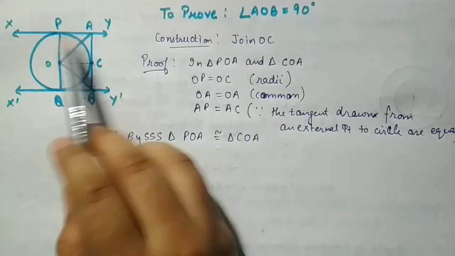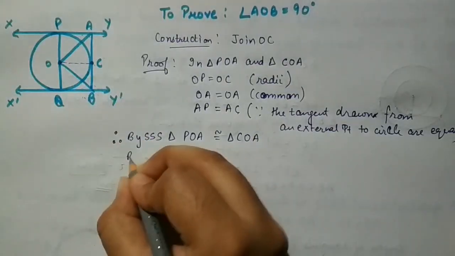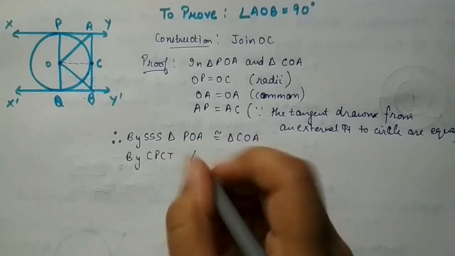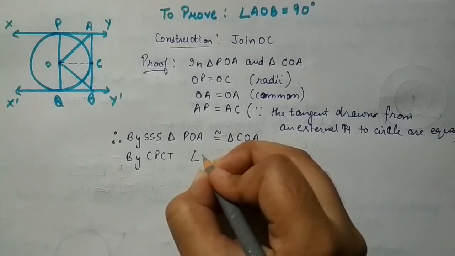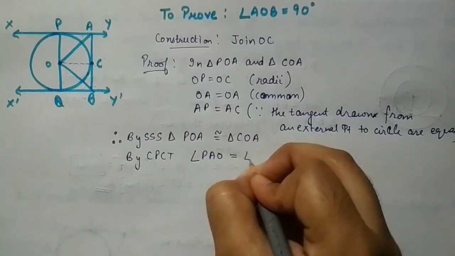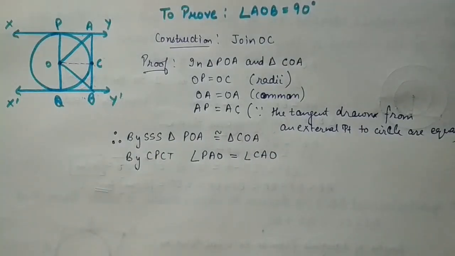Now if these two triangles are congruent, then we can say that by CPCT angle PAO will be equal to angle CAO. You can say this by CPCT.